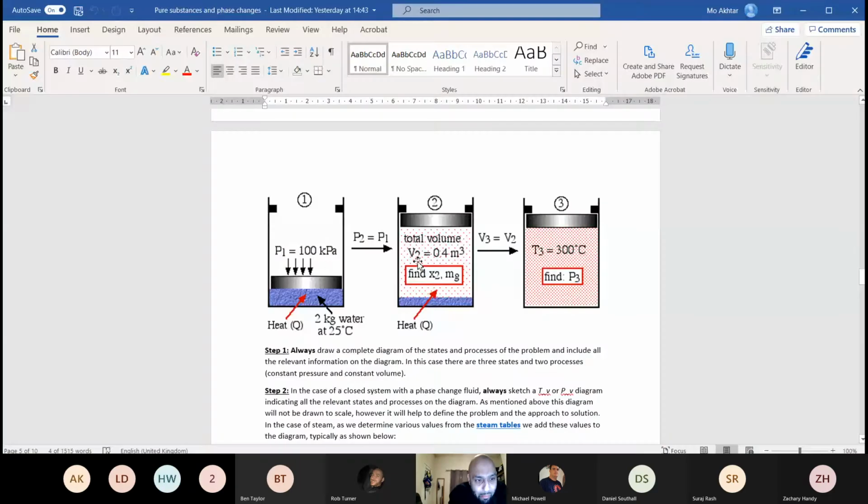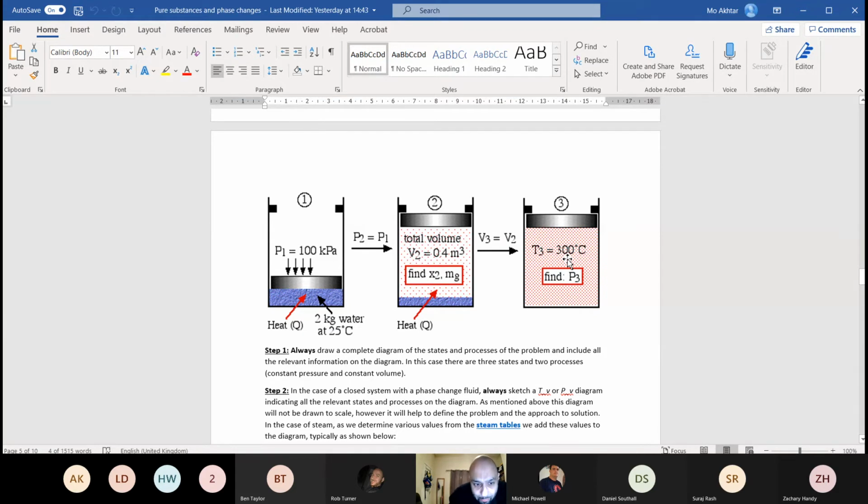V3 is 0.2. Before I go any further, I forgot to mention something because this is going to confuse you a bit. If you remember, the volume for these two are exactly the same because of that interlock here. So V3 is going to be V2. You can presume if that's 0.2 meters cubed per kilogram, that's 0.2 meters cubed per kilogram.